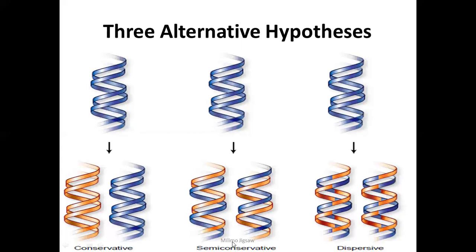And then we have semi-conservative DNA replication. When we talk about semi-conservative, it means that the parental strands of DNA are separated, and then each strand acts as a template for the synthesis of a new daughter strand.